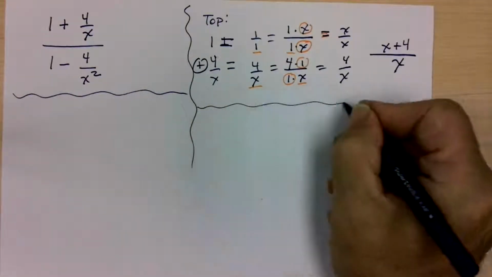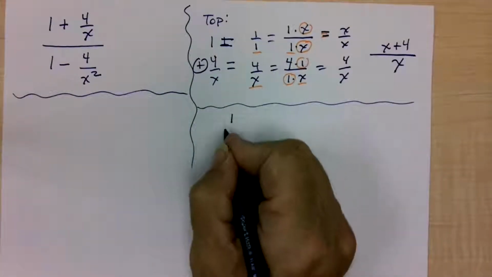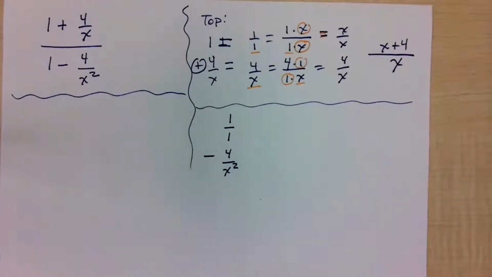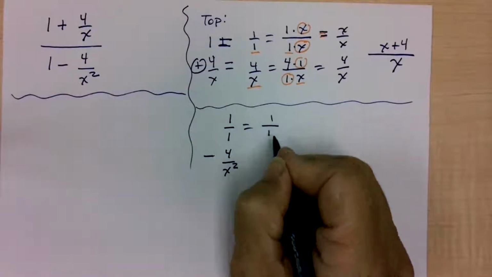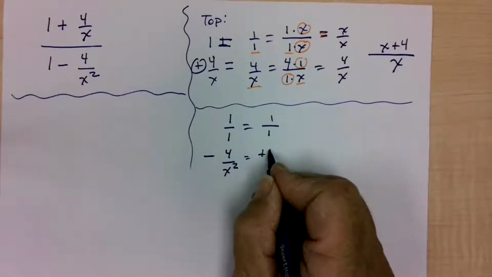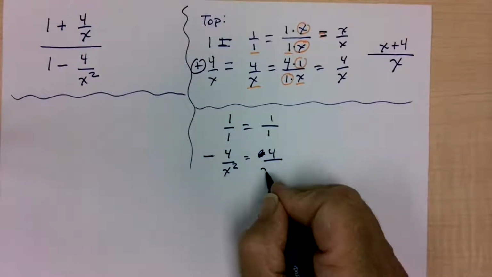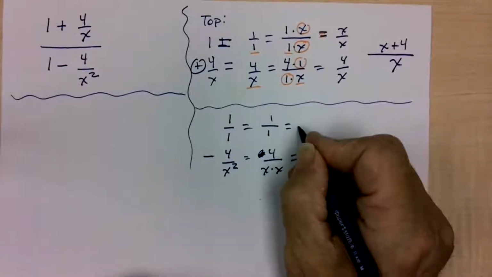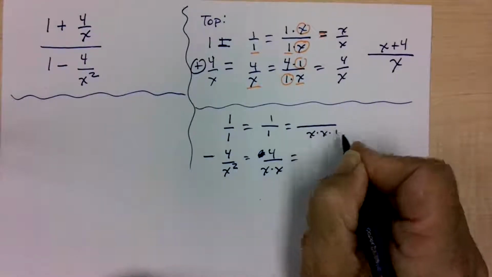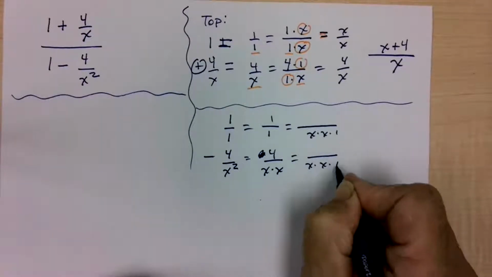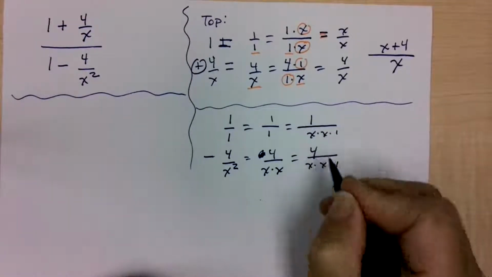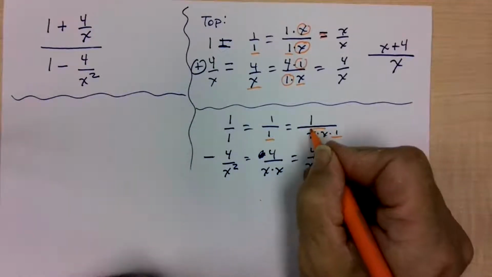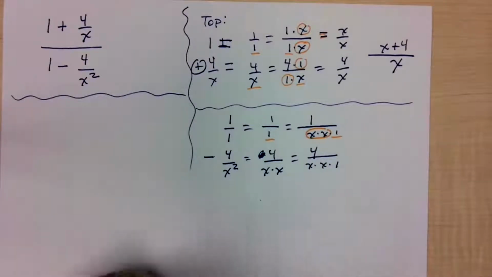To do the bottom, I have 1 minus 4 over x squared. So 1 over 1 minus 4 over x squared. The common denominator is x squared times 1. 1 was there before, 4 was there before. Don't forget the minus sign. 1 was there before, x squared is new. Multiply the top by x squared.